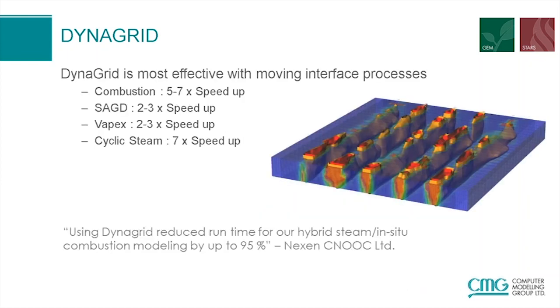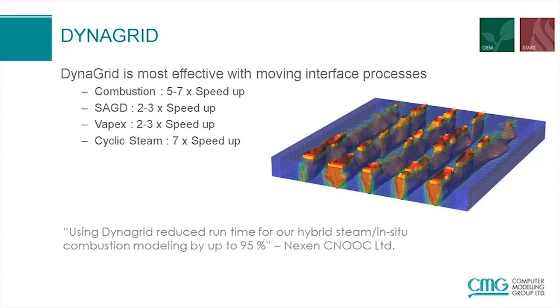So how does DynaGrid perform in actual field models? In combustion, we see about a 5 to 7 times speed up. In SAGD and VAPEX, we could see about a 2 to 3 times speed up. In cyclic steam, once again, about a 7 times speed up by using DynaGrid.